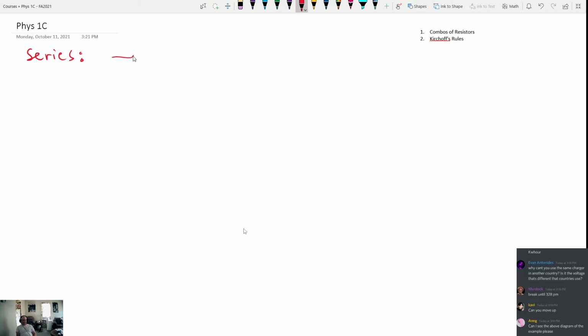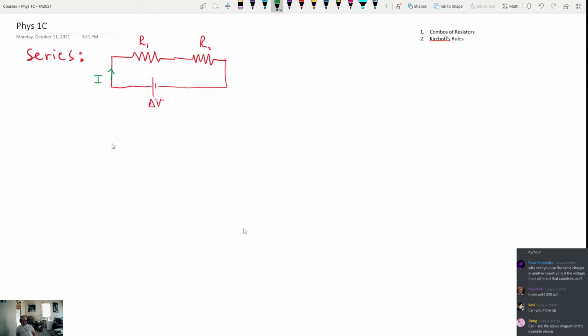If I have some resistors that are connected up like this, so one resistor here, which I call R1, connected up to another resistor here in series that I call R2, and we connect both of them to an EMF source here that we'll say has a terminal voltage that we call delta V, and flowing through our circuit we have a current that's called I.